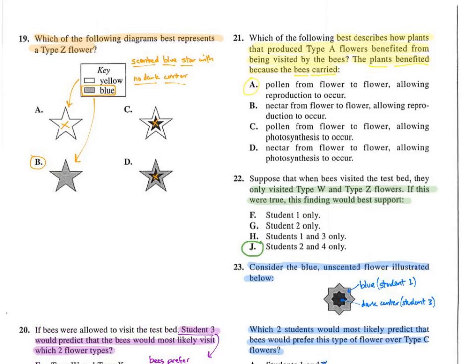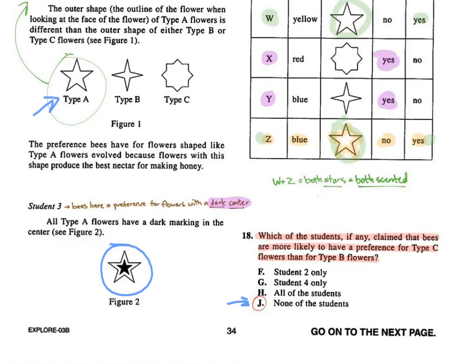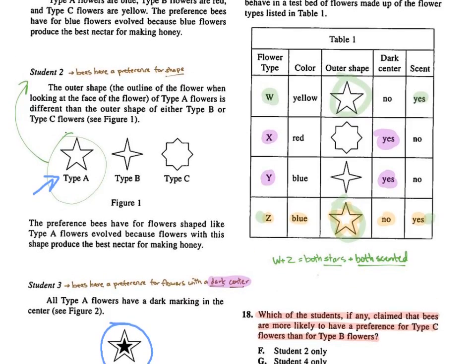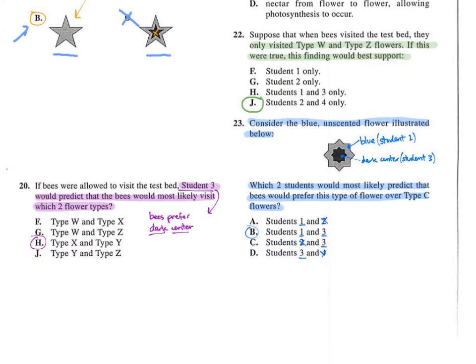For number 19, it says, which of the following diagrams best represents a type Z flower? So we need to look at what a type Z flower is. So in table 1 here, it's blue, has a star shape, has no dark center, and is scented. So since it's blue, then it must have at least some kind of shaded region here, so we can eliminate A and C. And it doesn't have a dark center, so D is not a correct answer there. So we're left with B is the only one that fits that description.